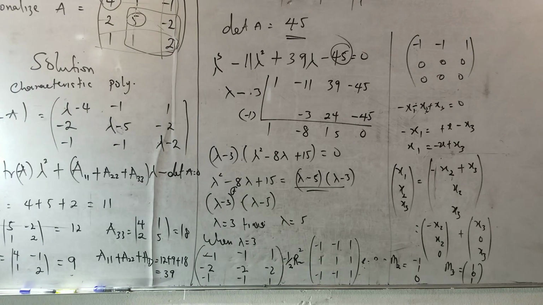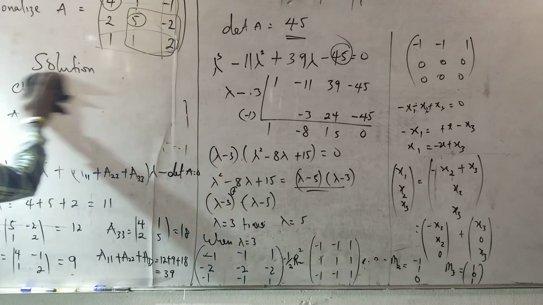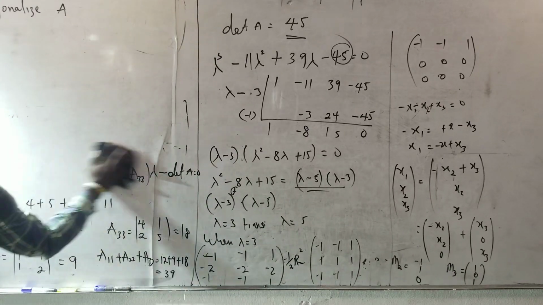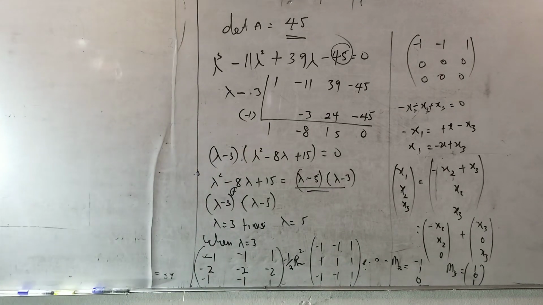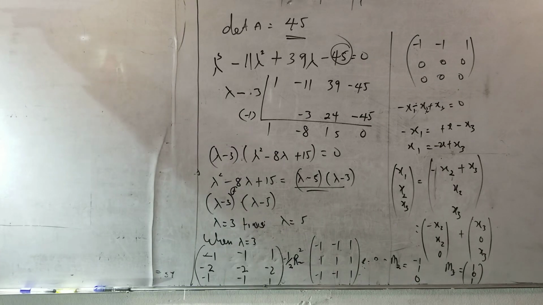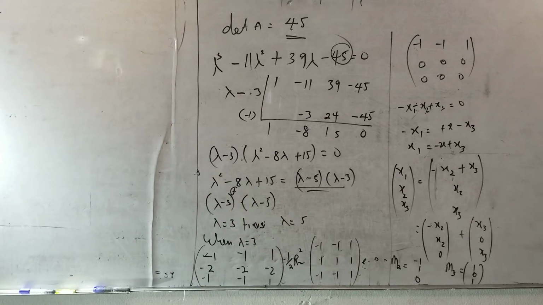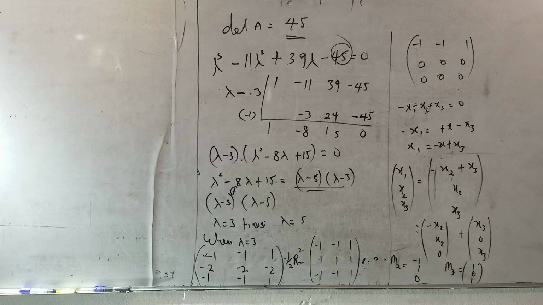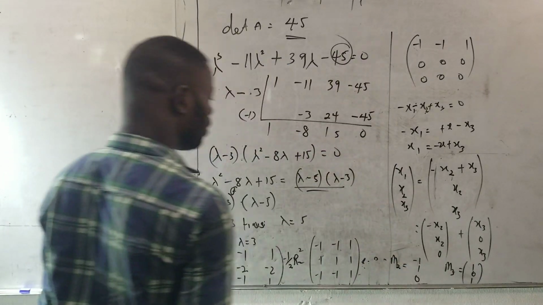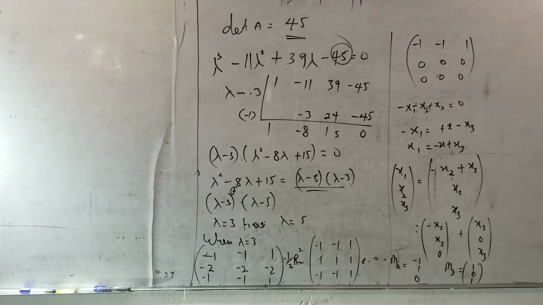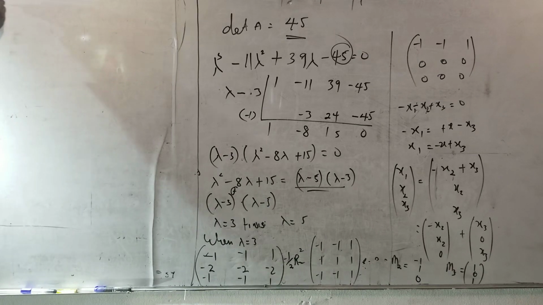Now, let me move on with this. The next thing I want to do is get my M1. My M1, it means when my lambda is equal to what? This is twice of, okay, M2, M3. Now I want to get the other one, which is when my lambda is equal to what? At this junction, when my lambda is equal to 5.